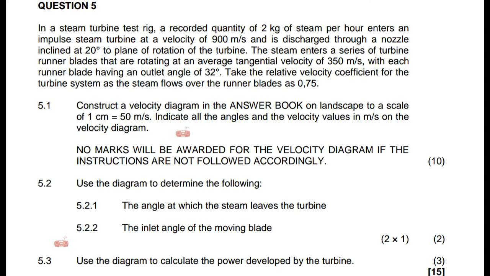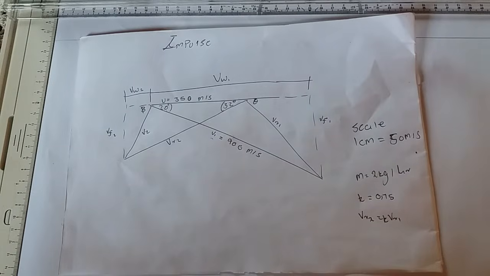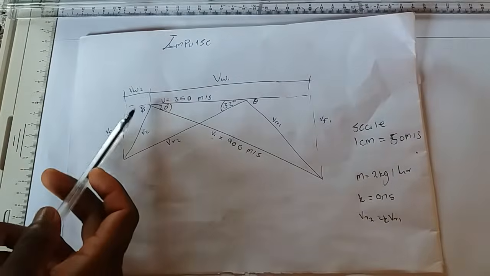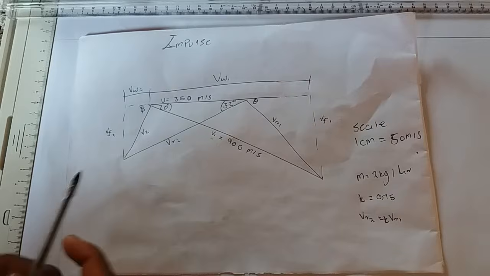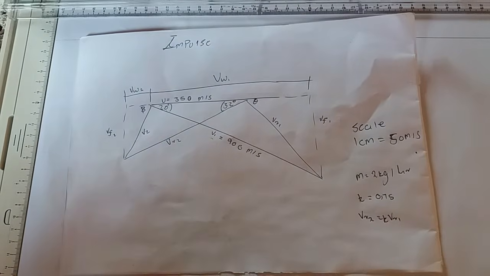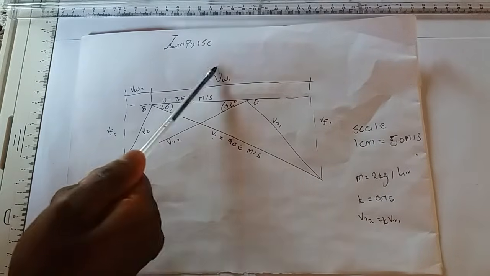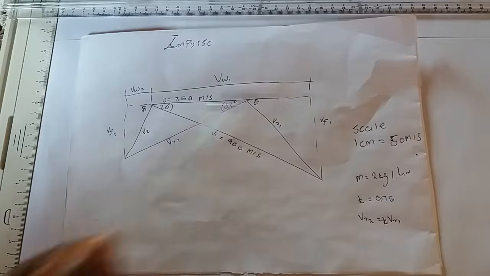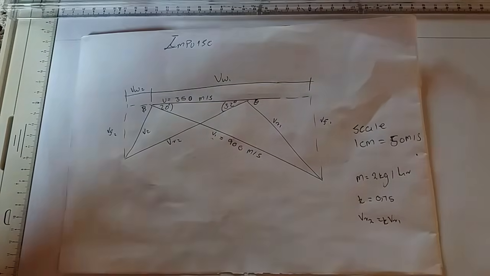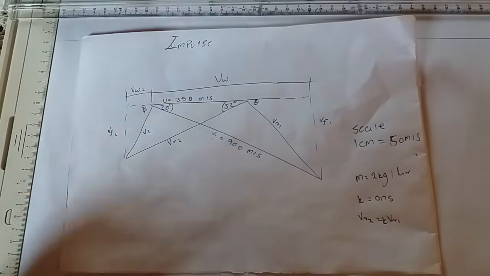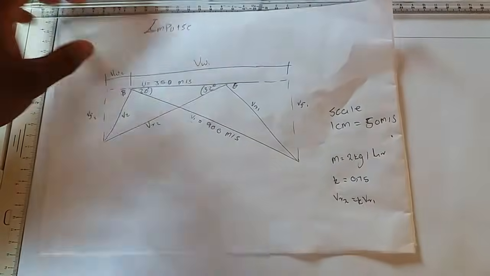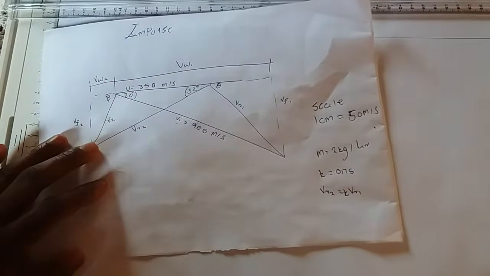The instructions that they are talking about is the scale. You should follow the scale, and at the end of this question you should have this angle and this angle shown in your velocity diagram, and all the velocities that are found in the velocity diagram. And then these are the velocities that do not have values yet. So now we are beginning. We will begin constructing our velocity diagram.